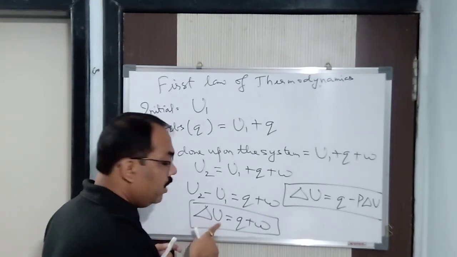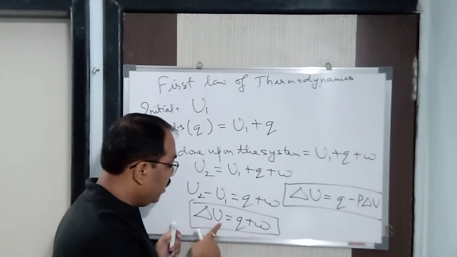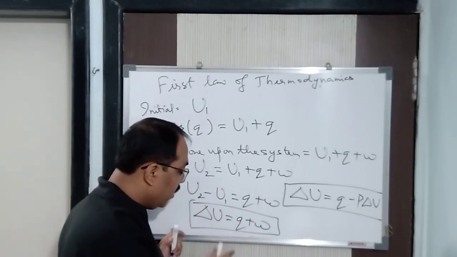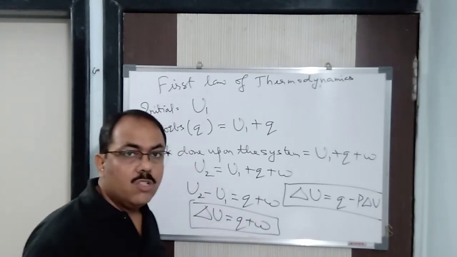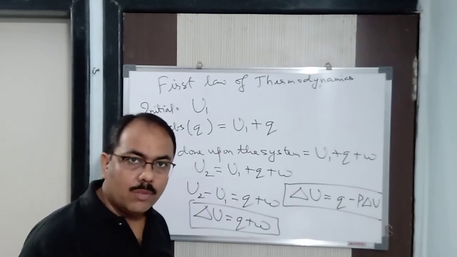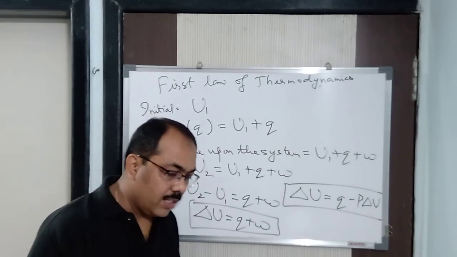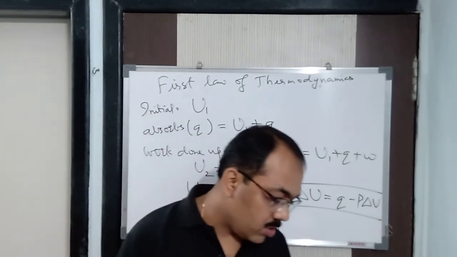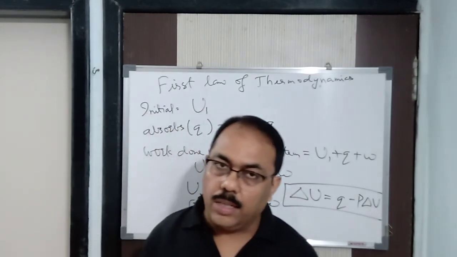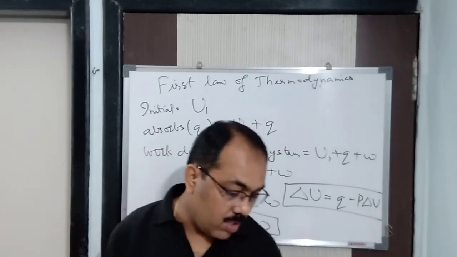So del U will be 0 in case of an isothermal process. When this is 0, what will I write? 0 is equal to Q plus W. So Q is equal to minus W, or W is equal to minus Q. This is the expression you get in an isothermal process. Clear now? So this is the mathematical relation for the first law of thermodynamics.